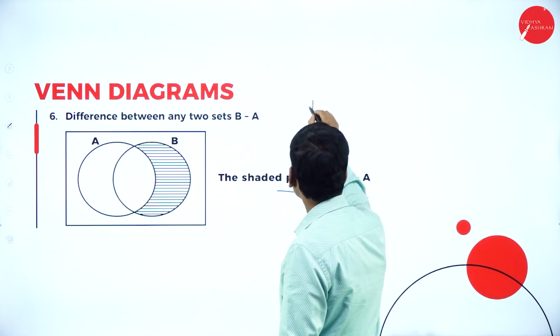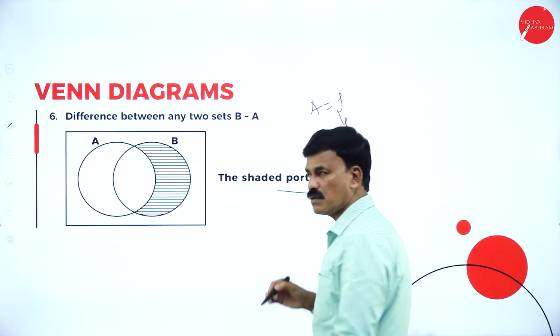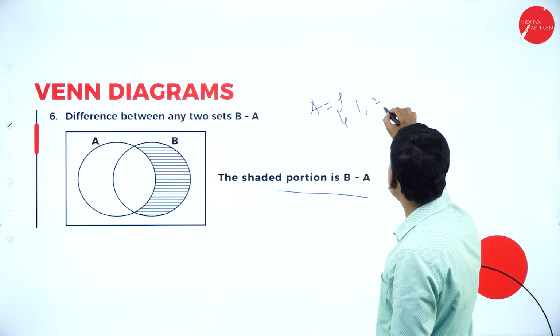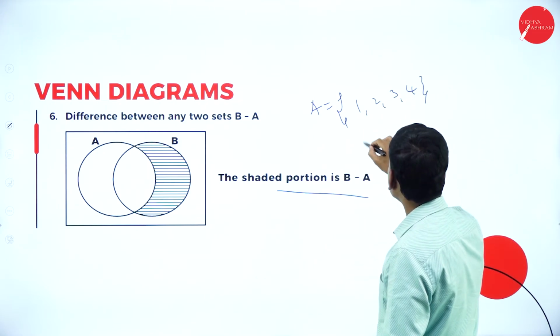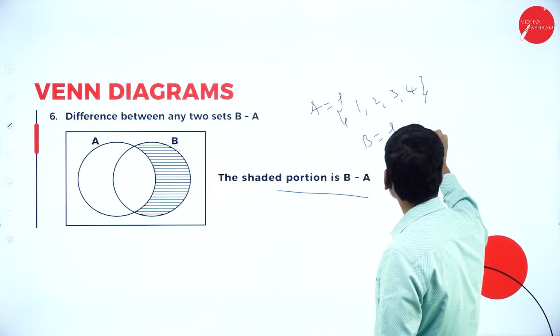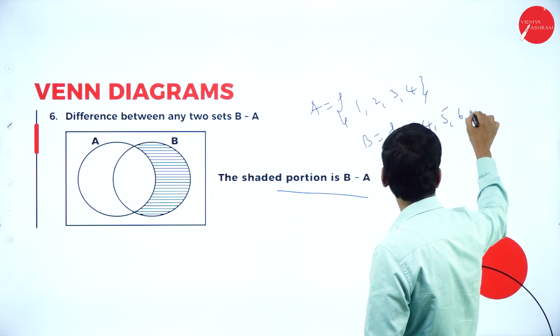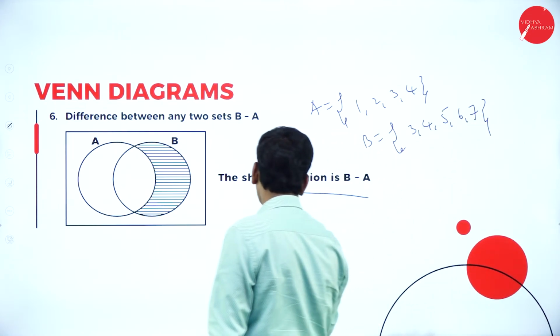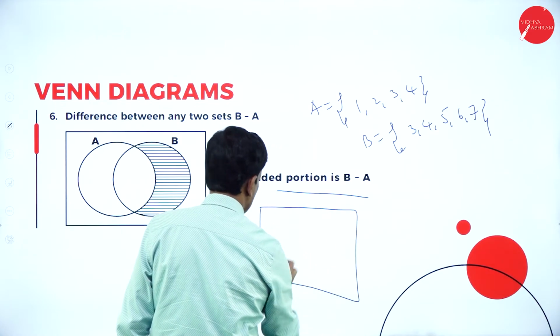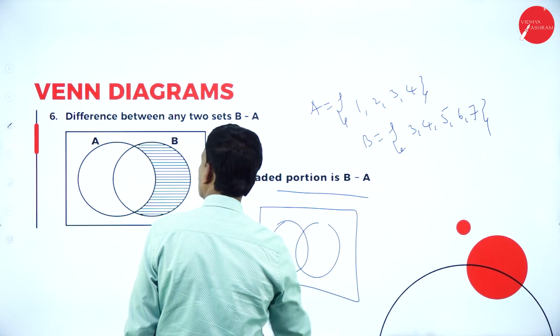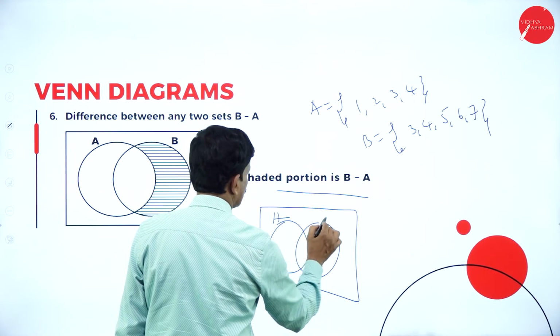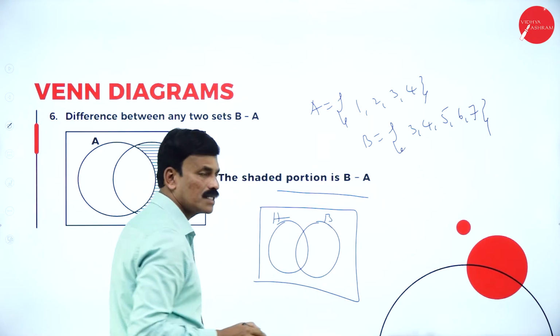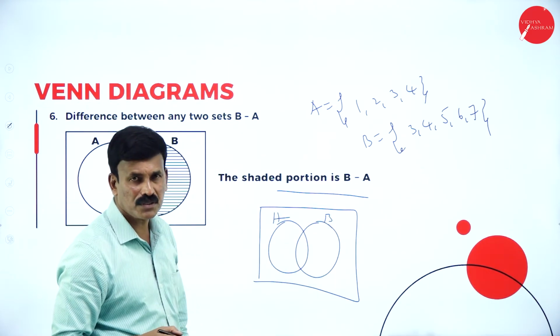Let us represent this by taking a simple example. If A is equal to {1, 2, 3, 4} and another set B is equal to {3, 4, 5, 6, 7}, what is the difference B minus A here? These are sets, so let us represent this as set A and this as set B. Now B minus A means elements which are in B but not in A.